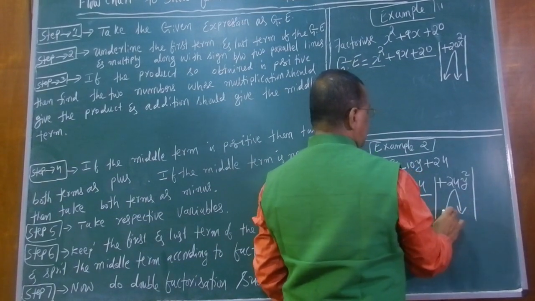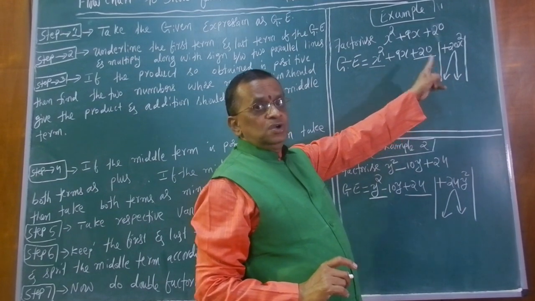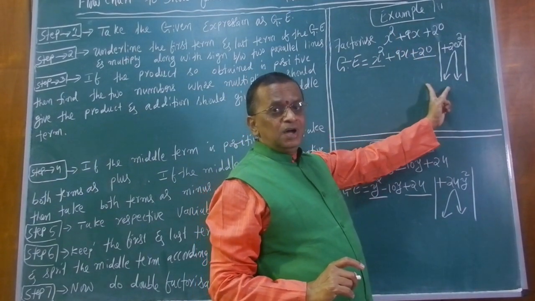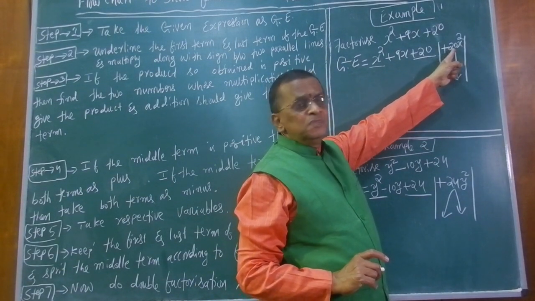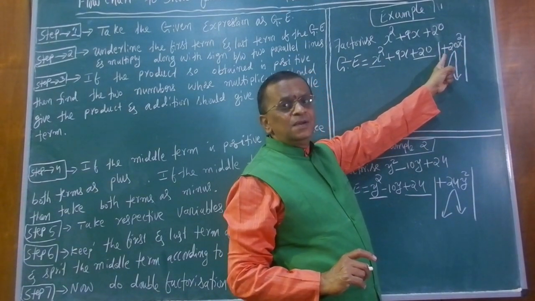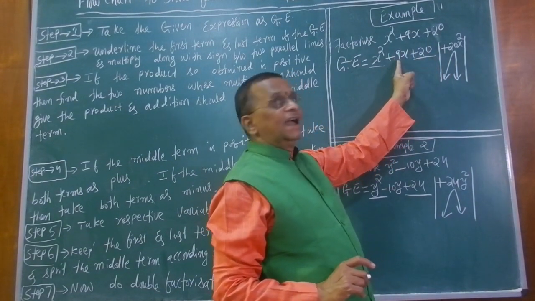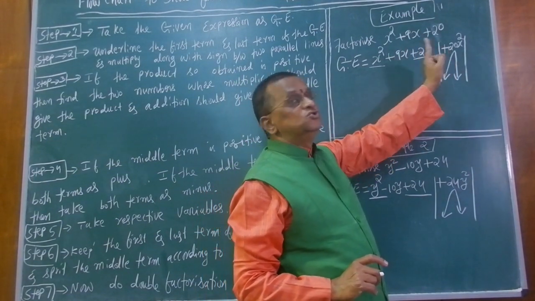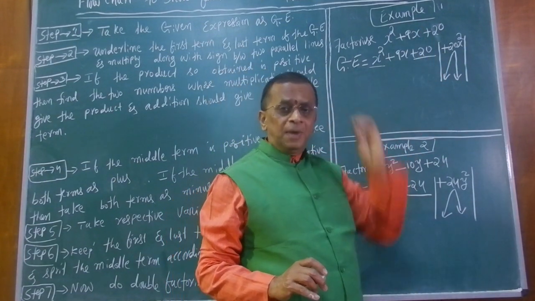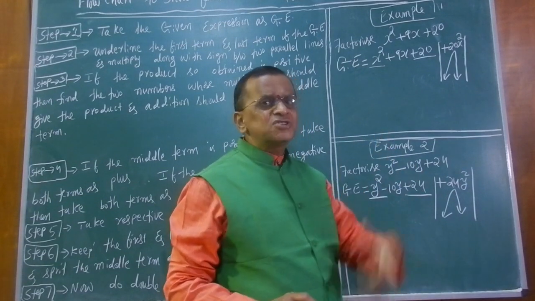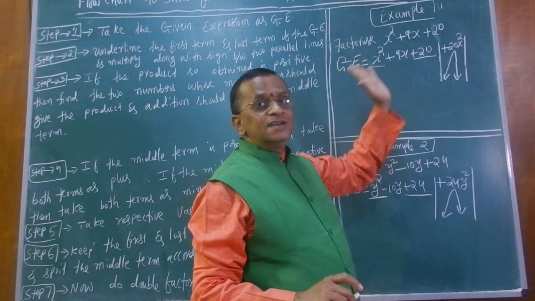How it should be? It should be like this. Those two numbers on multiplication should give the product 20. Since plus is there, we must get the middle term 9 after adding those two numbers. That means we have to find the two numbers whose multiplication gives 20 and addition gives 9.